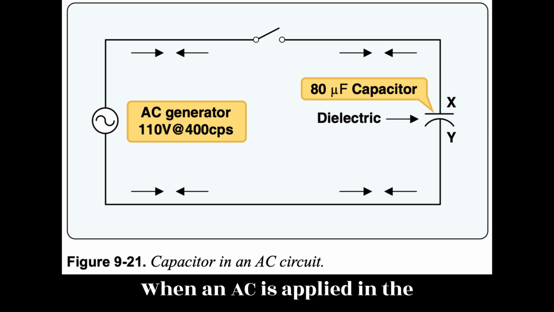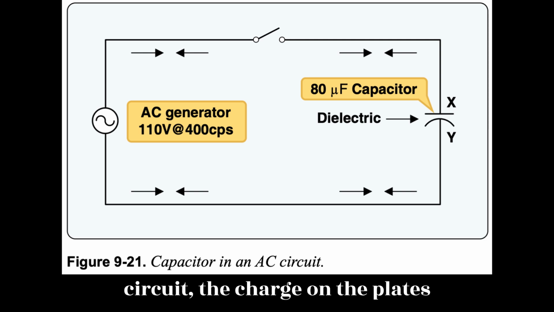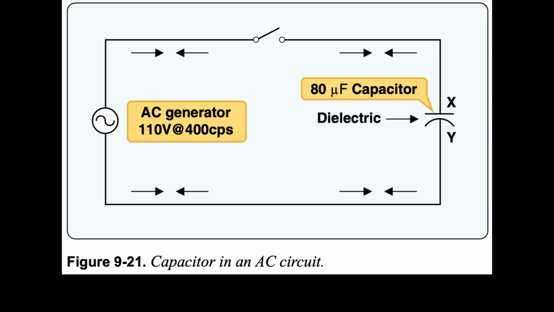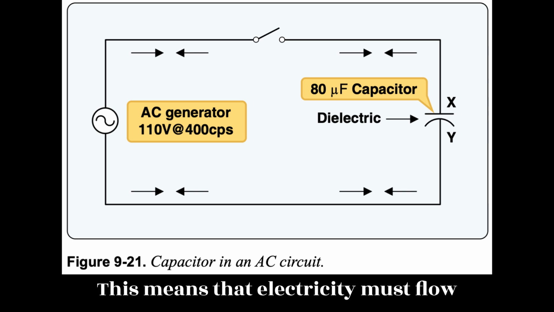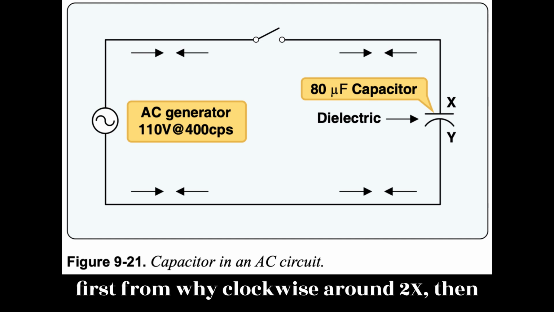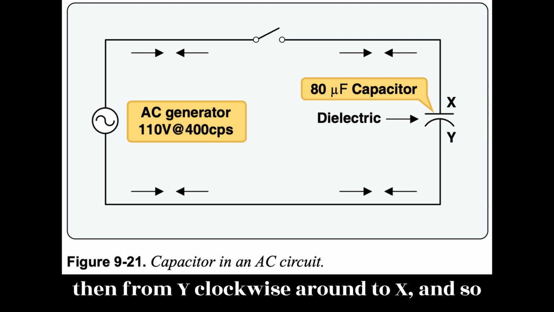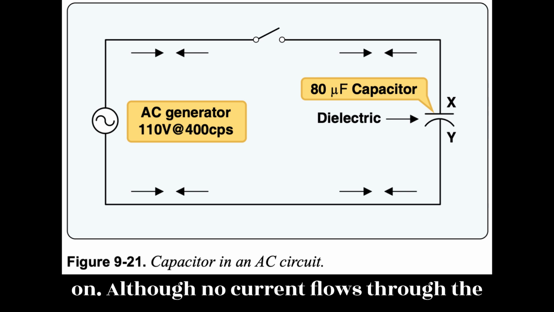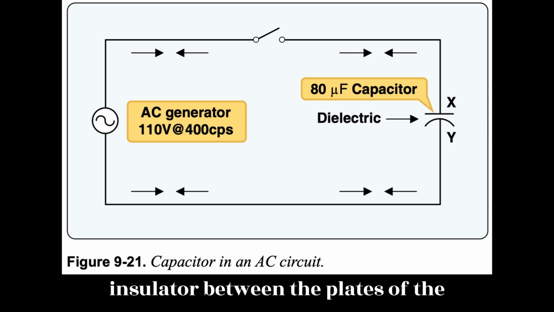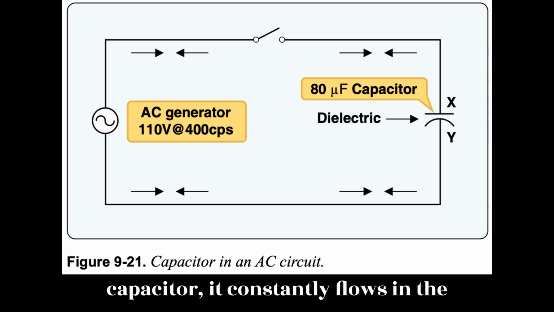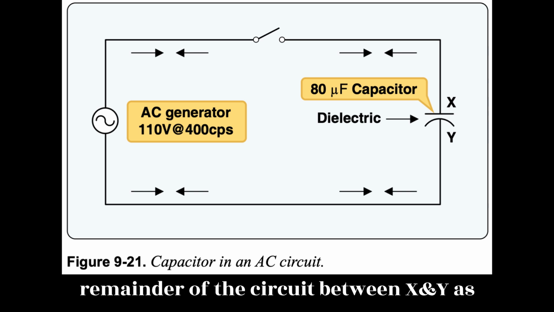When an AC is applied in the circuit, the charge on the plates constantly changes. Figure 9.21. This means that electricity must flow first from Y clockwise around to X, then from X counterclockwise around to Y, then from Y clockwise around to X, and so on. Although no current flows through the insulator between the plates of the capacitor, it constantly flows in the remainder of the circuit between X and Y.